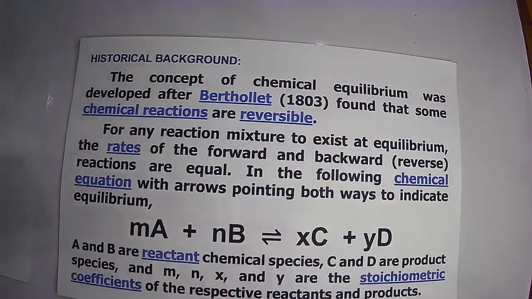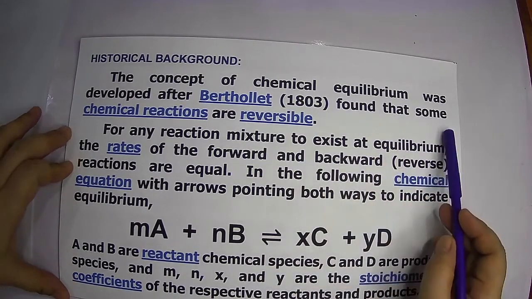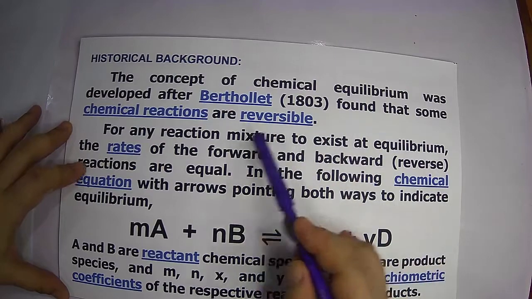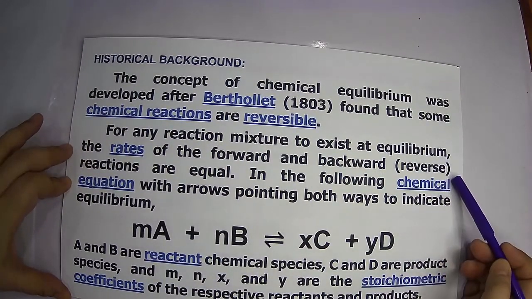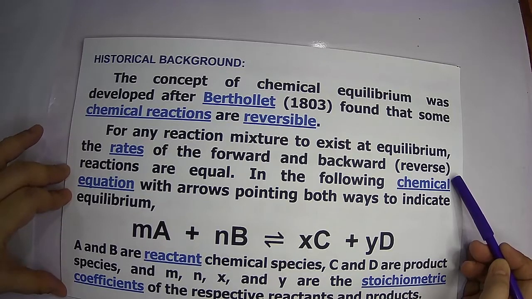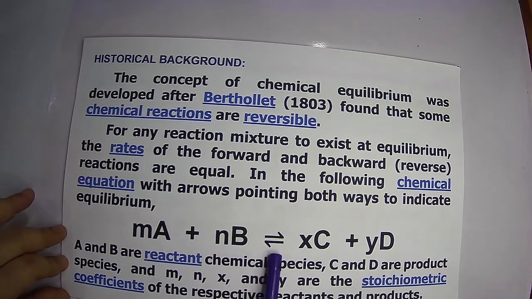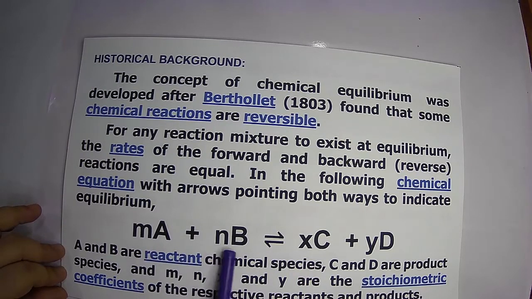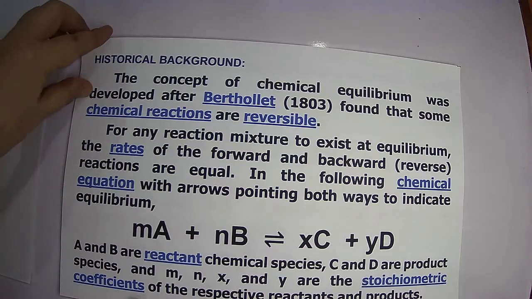The concept of chemical equilibrium was developed after Berthollet in 1803 found that some chemical reactions are reversible. For any reaction mixture to exist at equilibrium, the rates of the forward and the backward, or reverse, reaction are equal. In the following chemical equation, with arrows pointing both sides to indicate chemical equilibrium, A and B are the reactants and C and D are the product species, and M, N, X, and Y are the stoichiometric coefficients of the respective reactants and products.